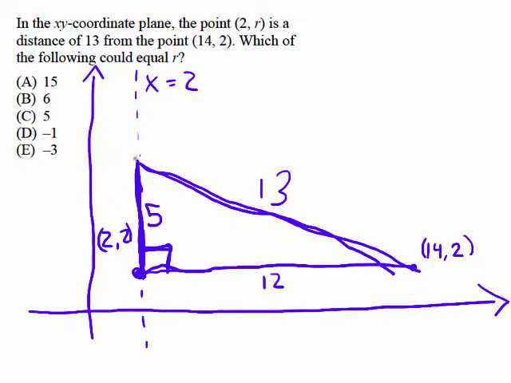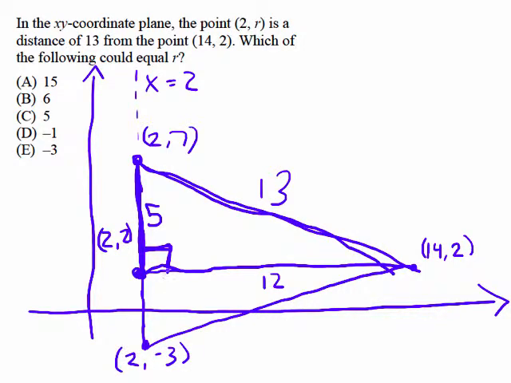Well, up here we've got (2, 7), right? And down here we could do the same thing, because we could make the same triangle this way. Down here we could have (2, negative 3). And one of those is going to be your answer choice. Now, look at the answer choices, and you've got E, negative 3.